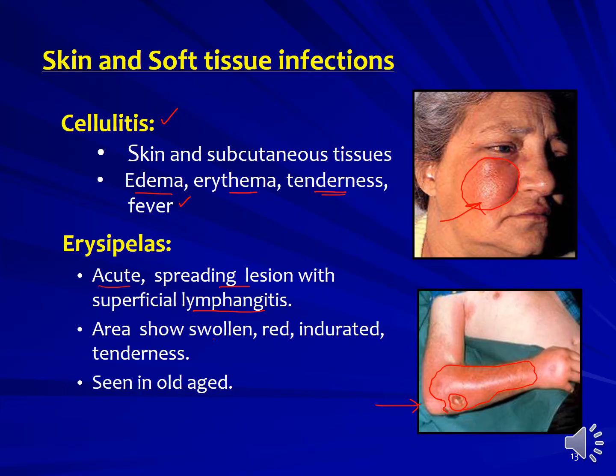and the area involved shows a swollen, red and indurated area with tenderness, and commonly seen in elderly people. Cellulitis may be seen in adults as well as anyone, in all age groups. But erysipelas is very common in the elderly people.